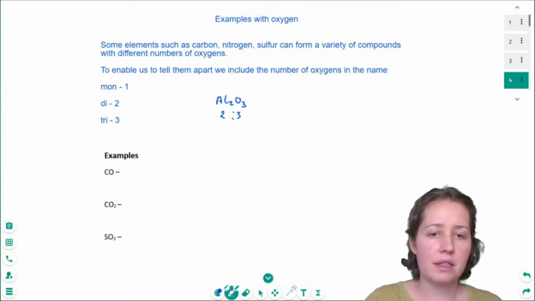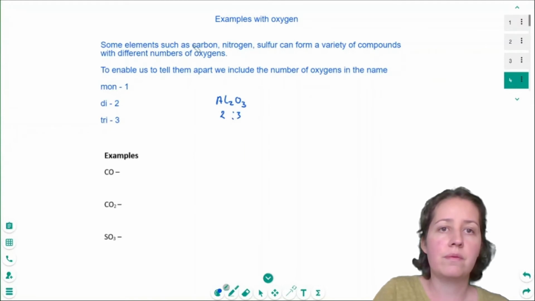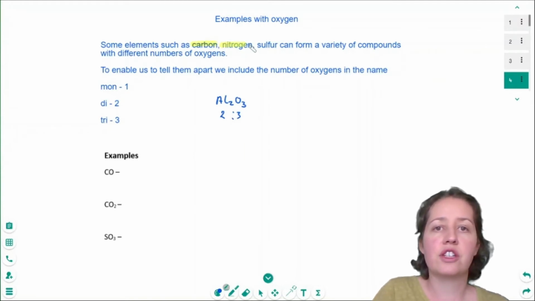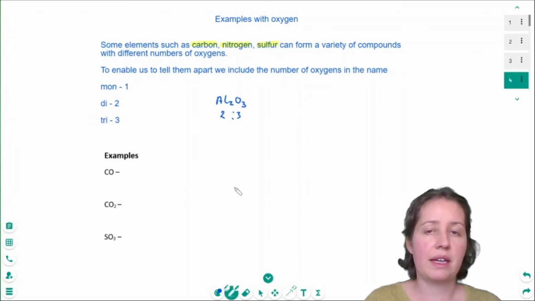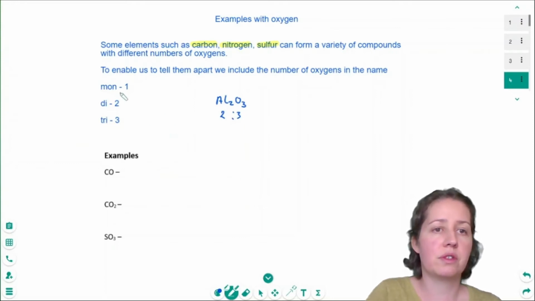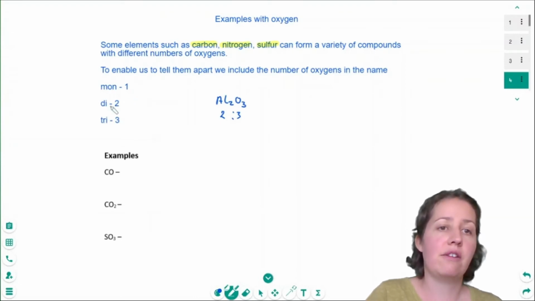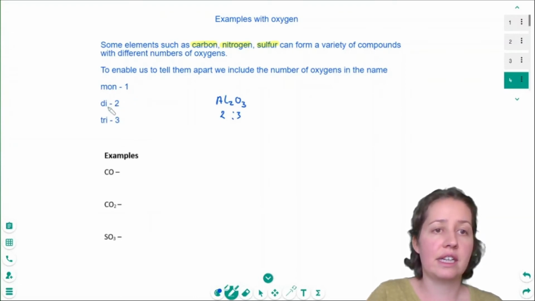But some elements, so typically carbon, nitrogen and sulfur, are able to form different compounds where they combine with different numbers of oxygens. So to enable us to tell them apart, we have to include the number of oxygens in the name. So if we have one oxygen, we use mon, so it becomes monoxide. If we have two oxygens, it's di, so it becomes dioxide. And if it's 3 oxygens, it's tri, so it becomes trioxide.